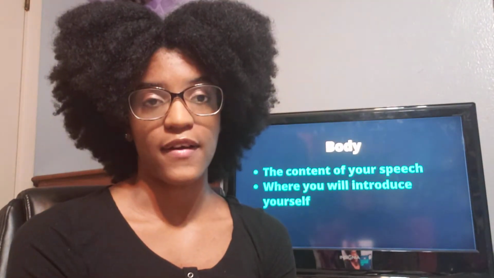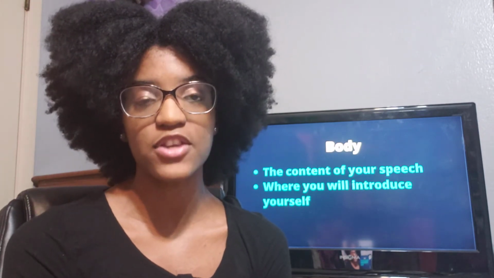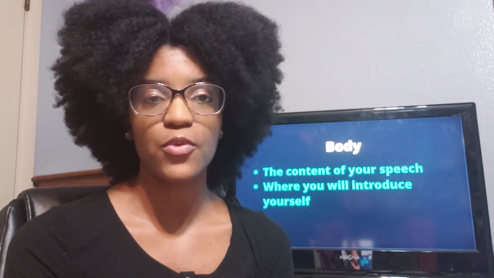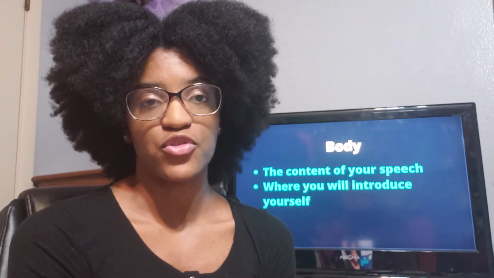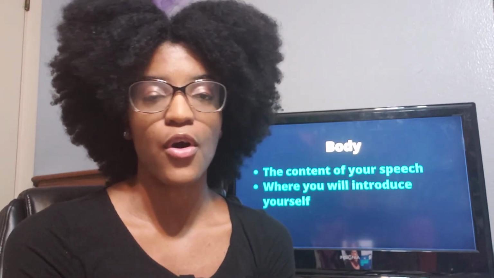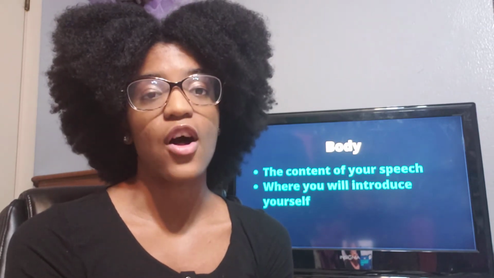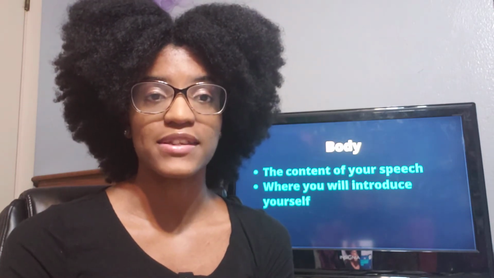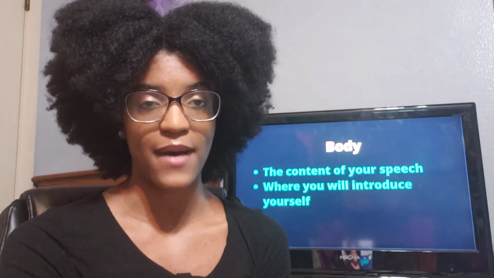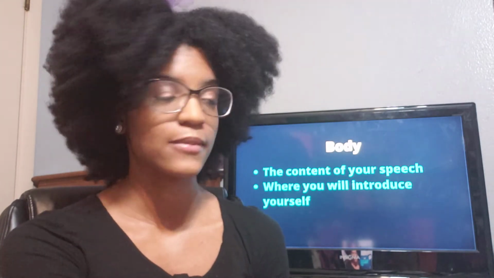The second part of your speech is the body. This is what I call the meat and potatoes of your speech. When you decide what direction you want to go in, this is where all of it will lie. This is when you'll introduce your visual aids. You'll describe in detail things about your life. This is where you'll actually introduce yourself. This is the longest part of your speech. So you need to make sure that whatever you want to say goes into this body, and make sure that it doesn't exceed the time constraint that you have.